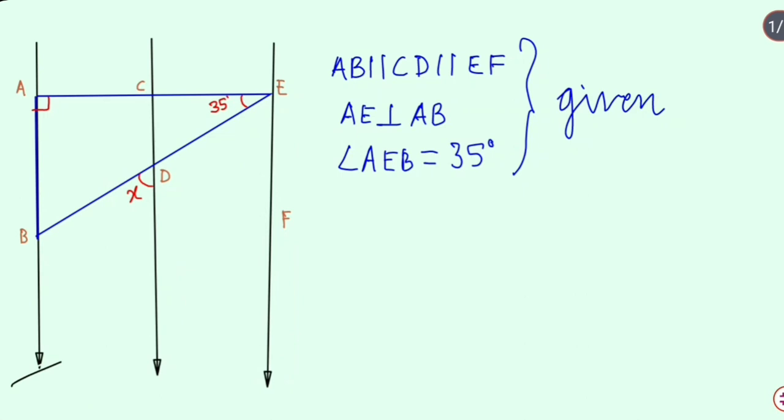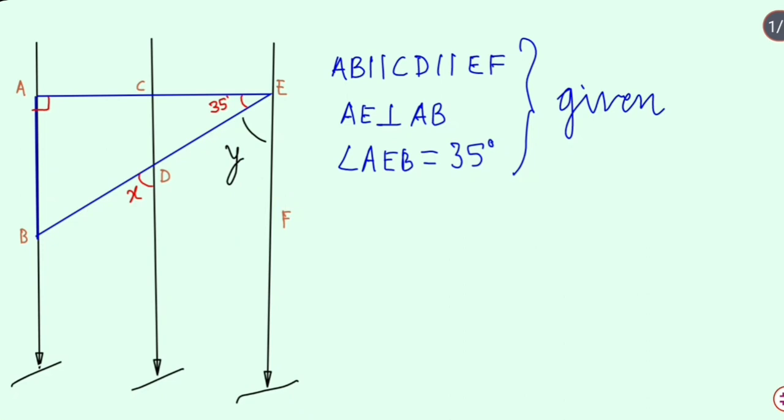Here in this figure, rays AB, CD and EF are parallel to each other. And the other thing given is that side AE, A to E, is perpendicular on ray AB. So we need to find angle X. Let us consider that the value of this angle is Y.